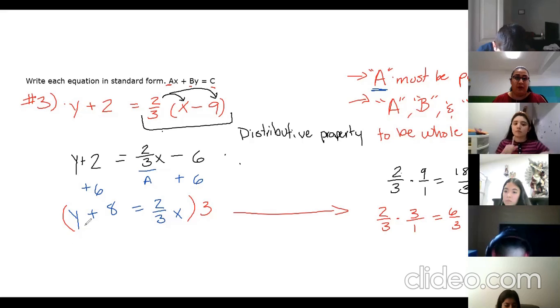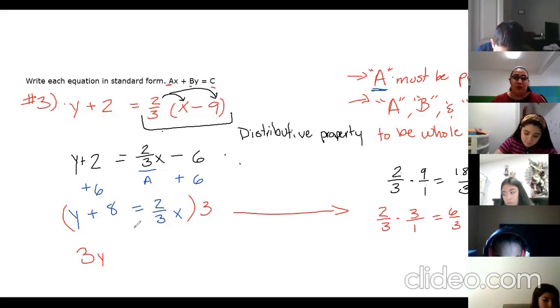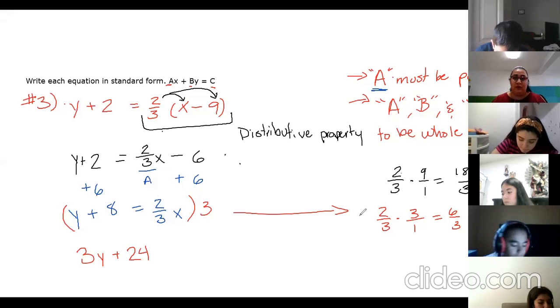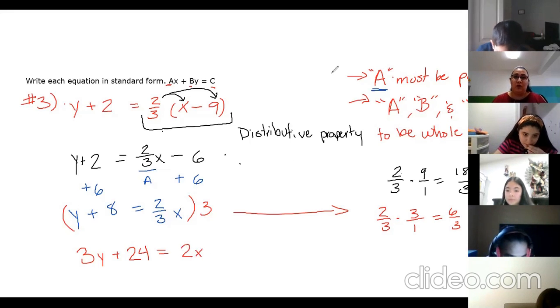So let me rewrite this. 3 times y is 3y. 3 times 8 is 24. And we already did 2/3 times 3, which is 2x. Okay, I'm not done yet. What else do I have to do?